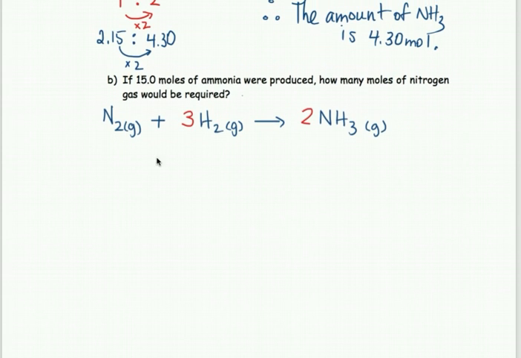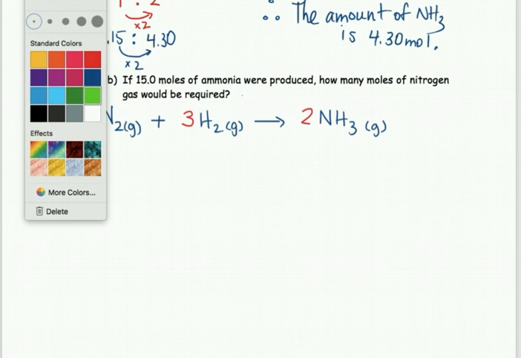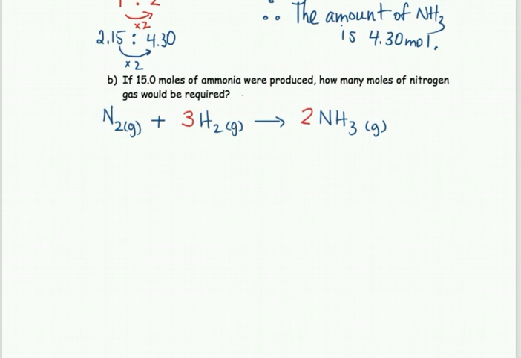Here's part B. Again, we're still using the same chemical reaction equation here, but the scenario is different now. We actually know the information about ammonia this time, so let's write that in here. We know that there's 15 moles of ammonia. If that was produced, how many moles of nitrogen would be required? So we need to find nitrogen this time.